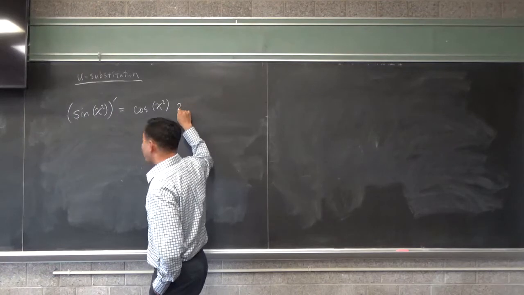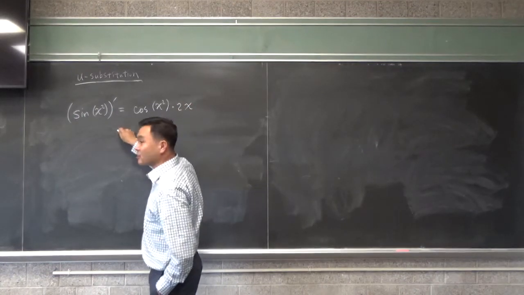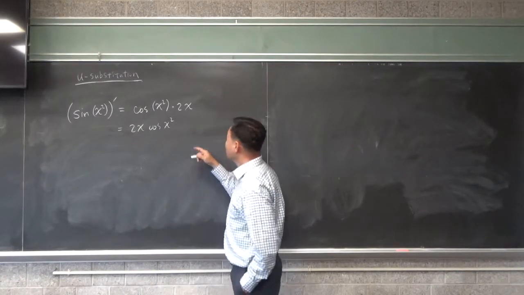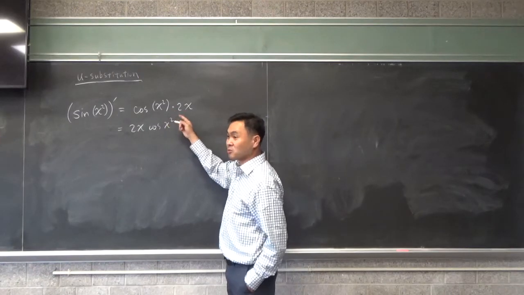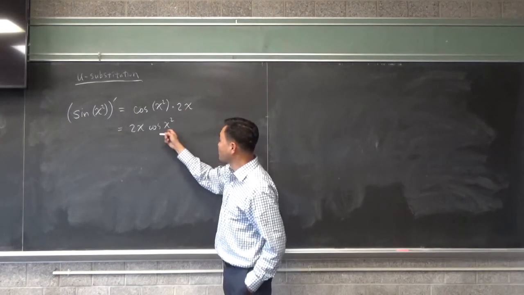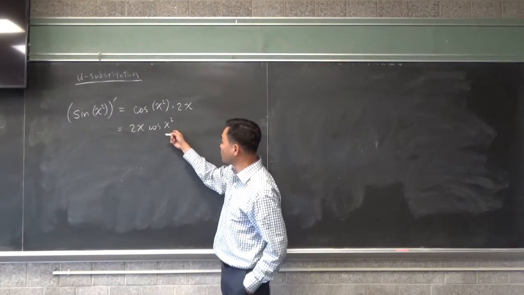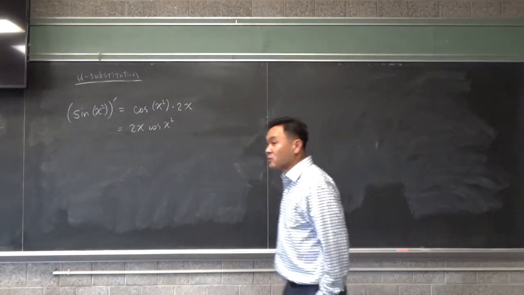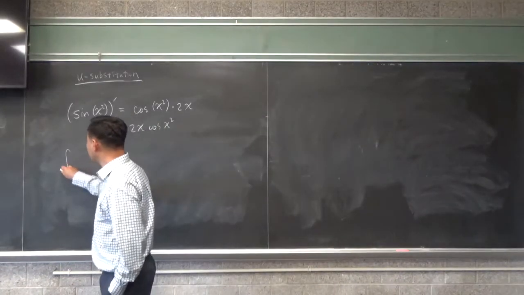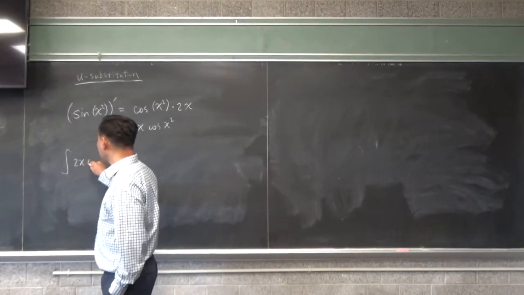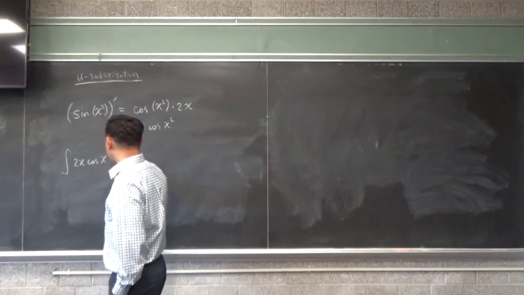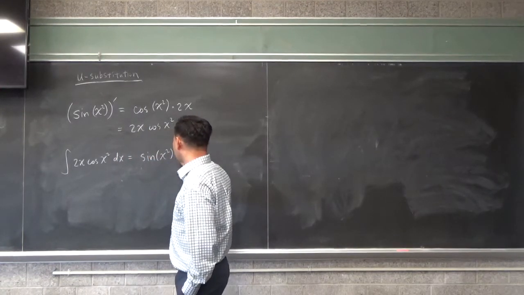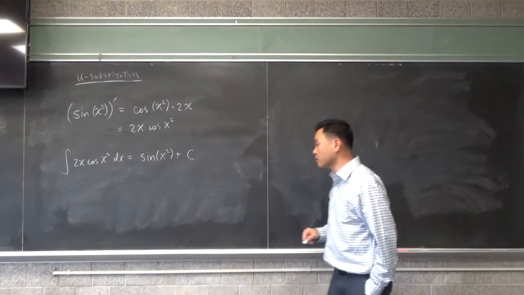times 2x. We usually write down 2x before cosine because this way you need this parenthesis or else it doesn't make sense. Here you can get away with not having the parenthesis because 2x is in front, so people write it like this. Okay. All right. What's the corresponding integral statement? 2x cosine of x squared dx is sine x squared plus c. Okay.